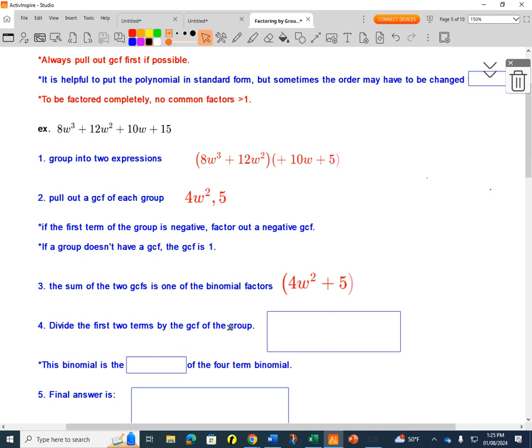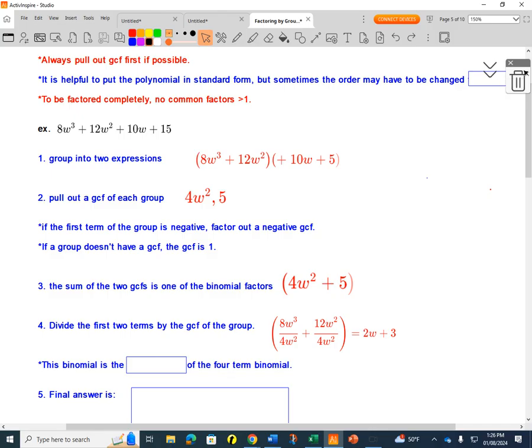So we're going to always divide the first group, the first two terms, by the greatest common factor that we found. So the greatest common factor of the first two terms is 4w squared. So we're going to take 8w cubed and divide it by the greatest common factor, 4w squared. There's a plus. Now we're going to take 12w squared and also divide it by 4w squared. We divide both those terms by that factor that we pulled out to start with.